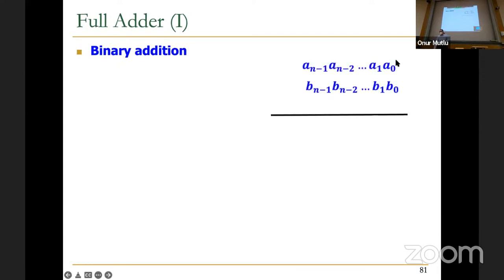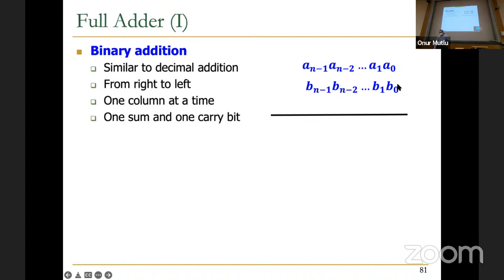But basically, very similar to decimal addition, you do addition bit by bit. So assume that these are two n-bit numbers. You need to do the addition bit by bit and then generate a carry every time you do an addition. So you go from right to left, one column at a time. You generate one sum and one carry bit at every bit location you examine.